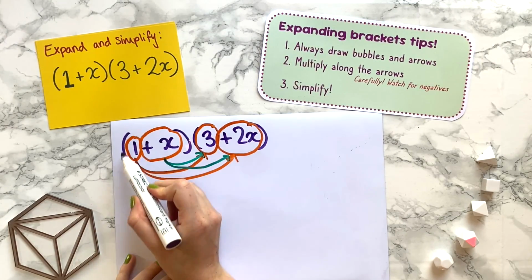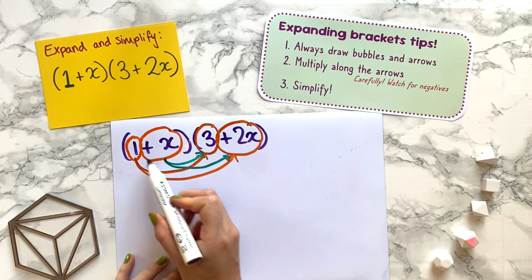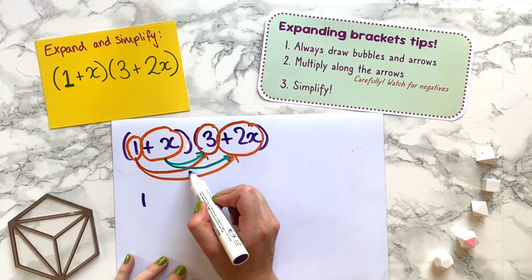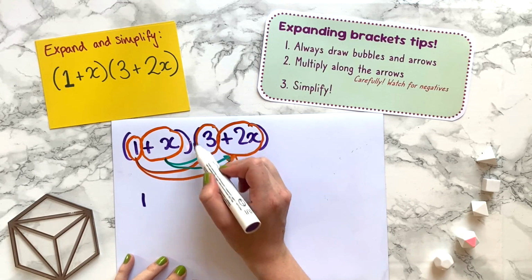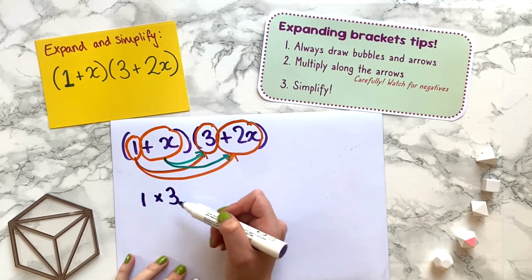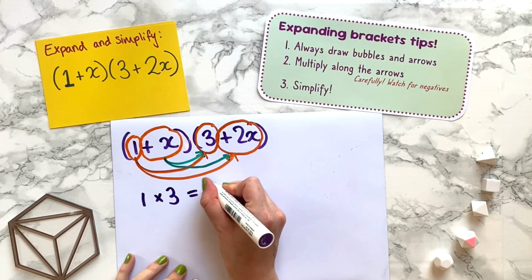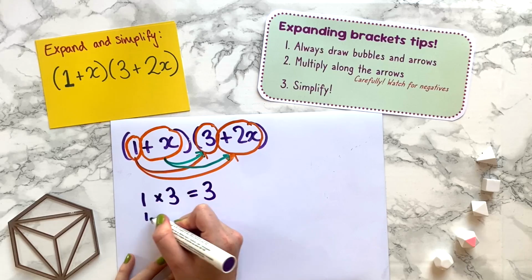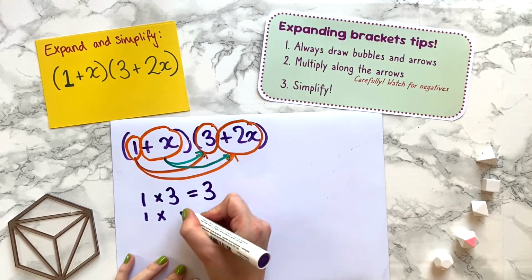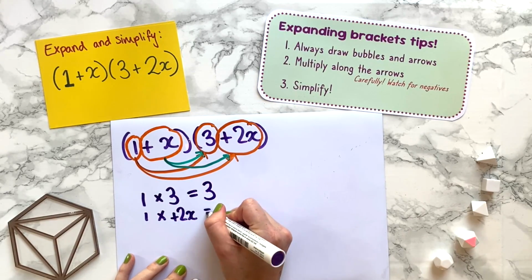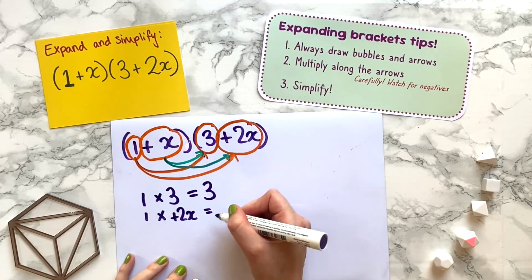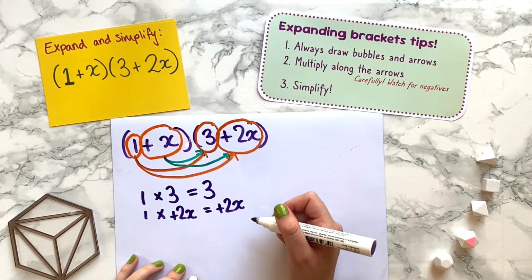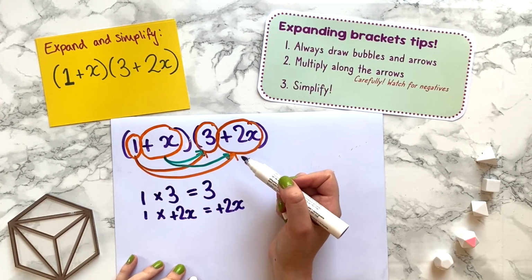Let's start with the arrows coming from this very first term, these orange arrows. Here we have a 1, times by, following that first orange arrow, a 3. 1 times 3, that's just 3. Then we've got the next orange arrow, so we have the 1 times by plus 2x. One lot of plus 2x is just plus 2x. One lot of anything is just itself. Okay, so those were the orange arrows. Let's do the green ones.